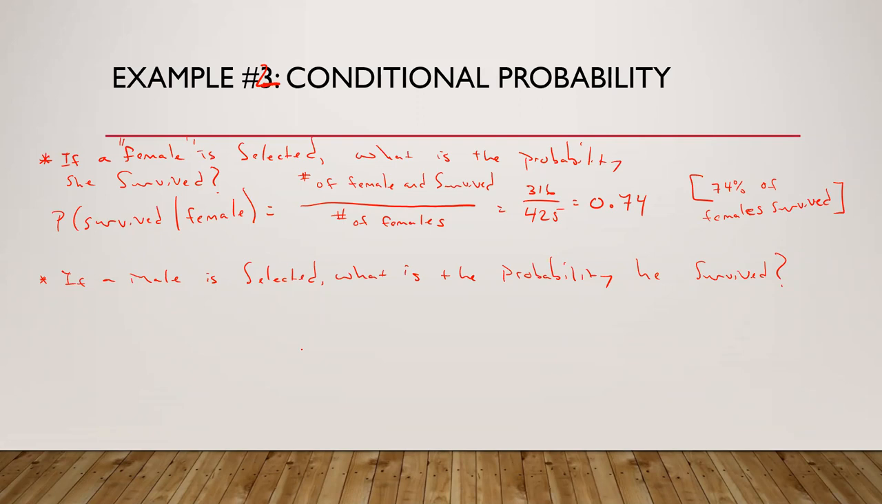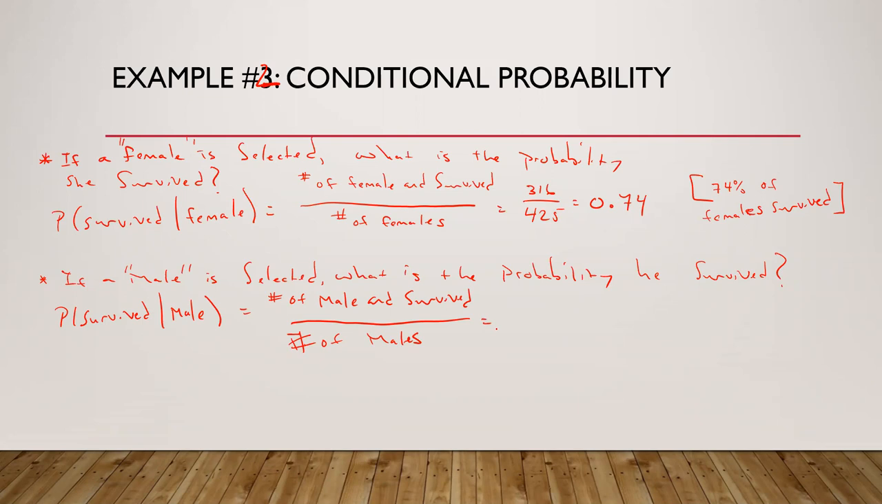All right, now looking down here, this one here, I'm telling you if a male is selected. So you're given that a male is selected. So it's the probability you survived given you were a male. What's the number of ways these two things can happen? Number of male and survived, just divided by the number of males.